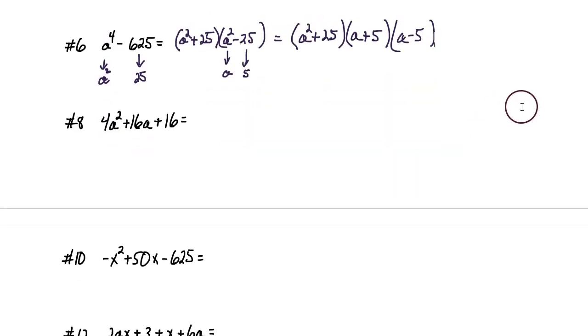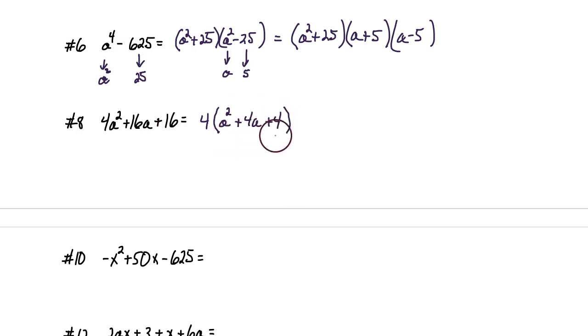Now number 8. All the terms divide by 4. So write that down. That's called the greatest common factor. And then put a set of parentheses following it with enough space to put in a trinomial. 4 times what is 4a squared? We need the a squared. 4 times what is the 16a? We need a positive 4a. 4 times what makes 16? We need a positive 4.